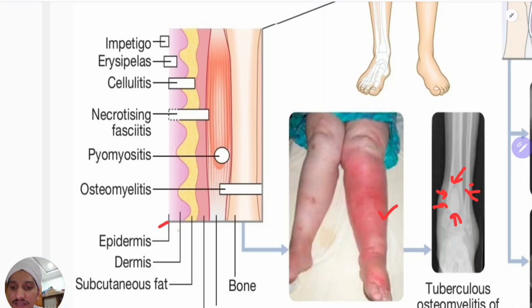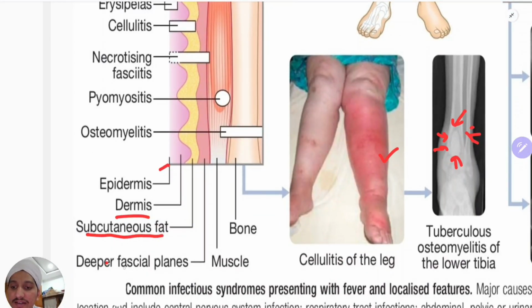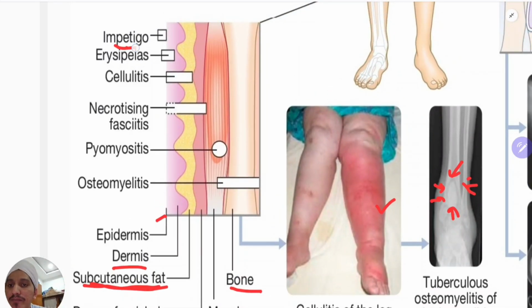If this is the epidermis, and this is the dermis, and this is the subcutaneous fat, this is the deep fascial planes, meaning this is the superficial fascia, this is the deep fascia, and this is the muscle, and this is the bone. So infection in epidermis and dermis is nothing but impetigo, erysipelas. Okay, and if it extends into the superficial fascia, then it is cellulitis. Extends to deep fascia, then it is necrotizing fasciitis. Involves muscles, that is pyomyositis. If it involves bone, that is osteomyelitis.